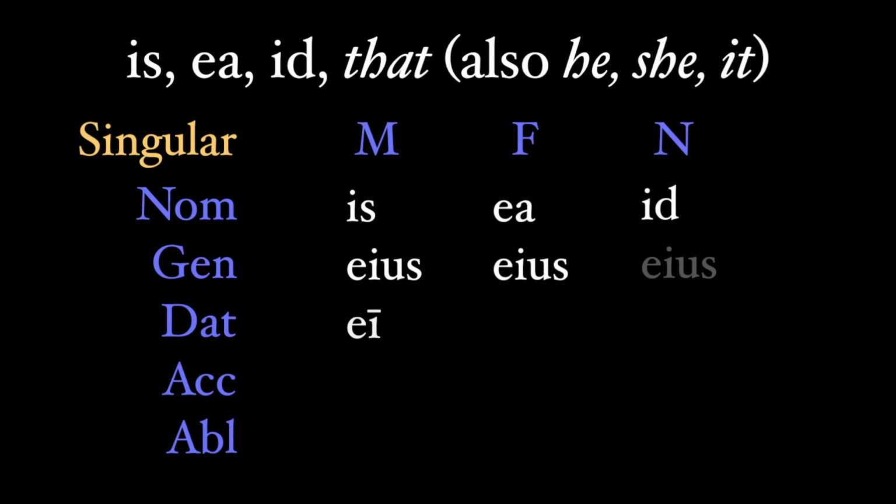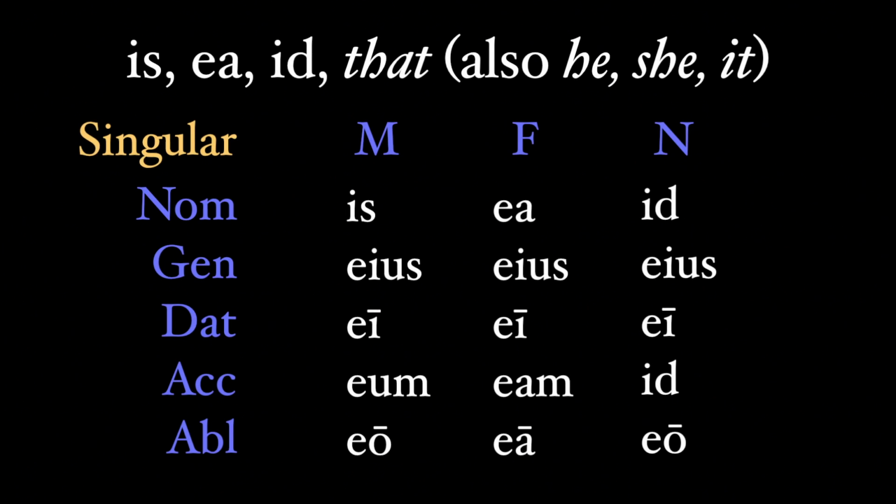First, here's the full declension of is, ea, id. We'll start with the singular: is, ea, id for the nominative, the genitive eius for all three genders, and that's a two-syllable word, eius, and the dative ei in all genders, and that's two syllables too, although sometimes this word is monosyllabic, ei. The accusative is eum, eam, id, because remember that the nominative and accusative are identical for neuters, and the ablative is eo, ea, eo.